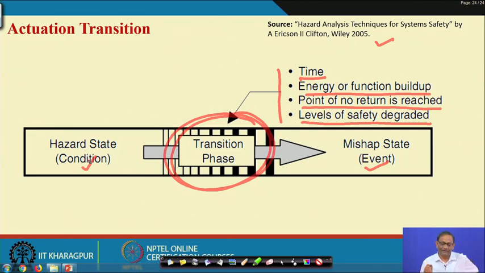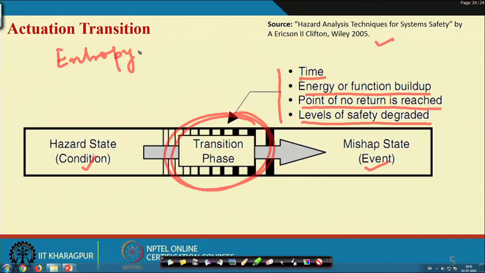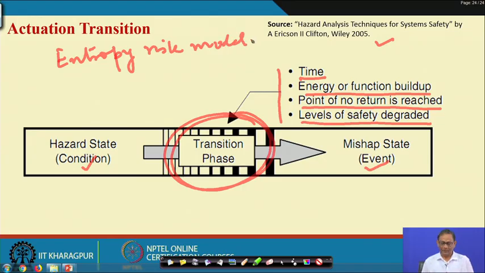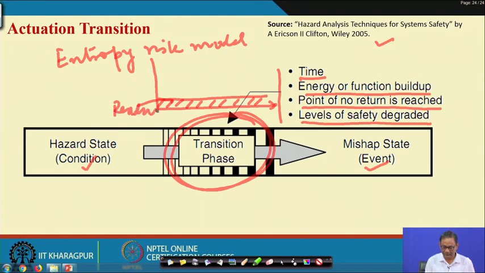There is another interesting concept here, known as the entropy risk model, that I will discuss later in detail, but this entropy risk model is a very important one. What do we mean by design? You create a certain amount of risk, that is known as residual risk, which is inherited by the system.